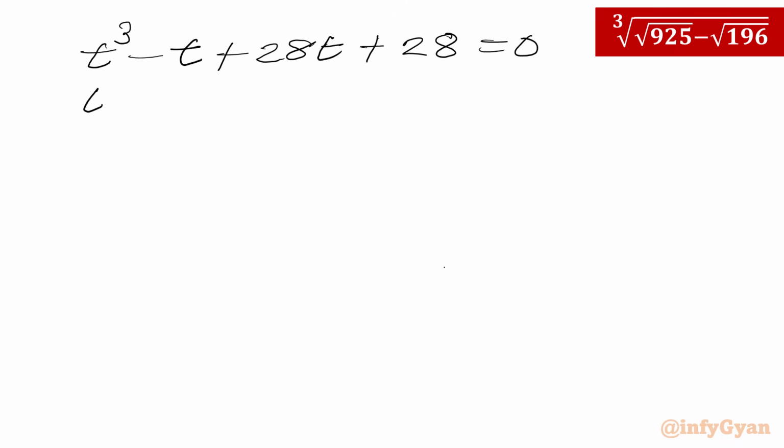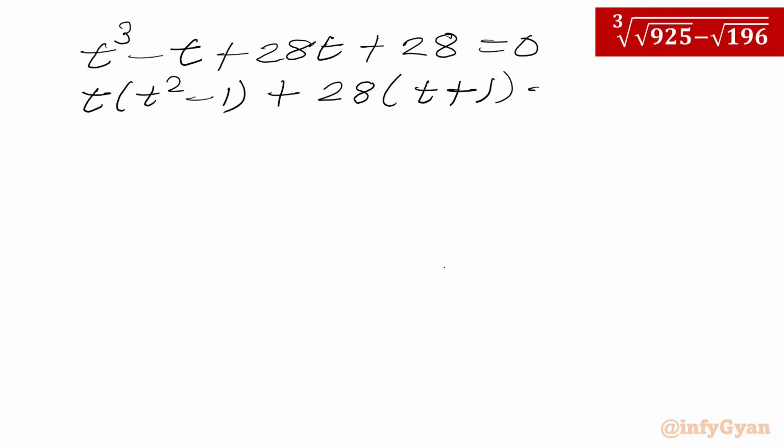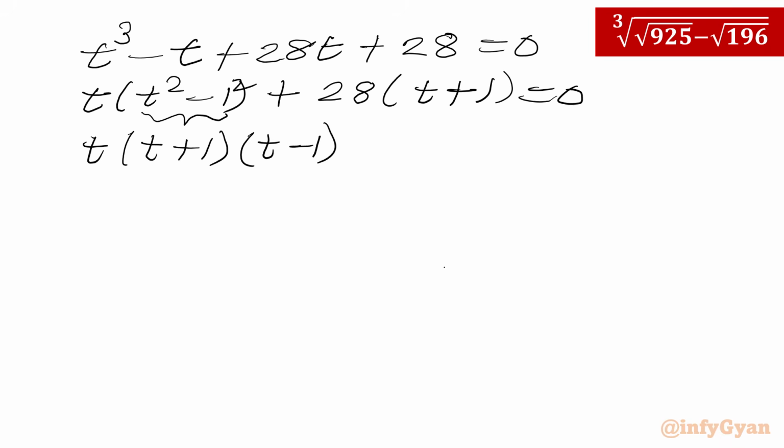Now from first two terms t is common. We'll write t square minus 1 in the bracket. From next two terms we'll take 28 common. So we'll be writing t plus 1 in the bracket equal to 0. Now we can use difference of two squares formula over here. So we will write t times t plus 1 times t minus 1 plus 28 times t plus 1 equal to 0.